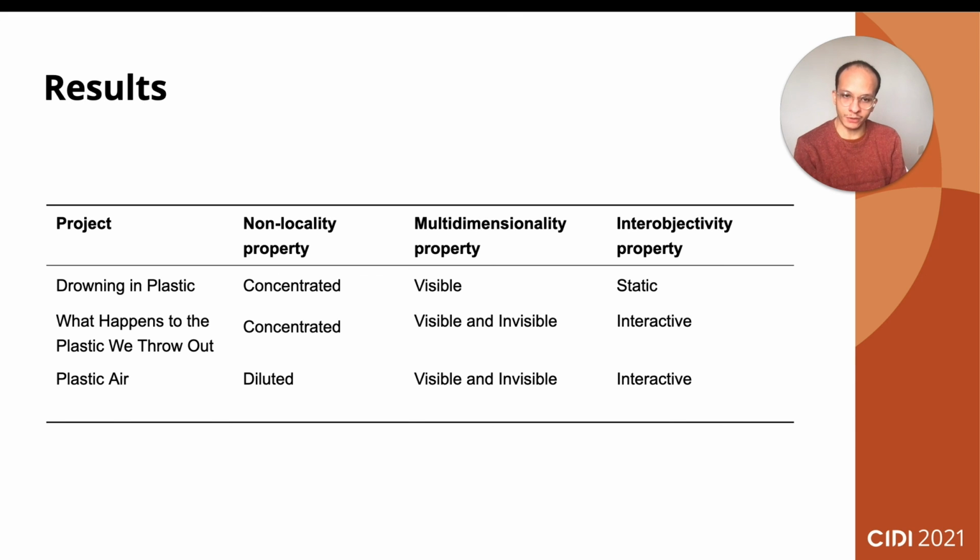The interobjectivity property, which refers to how hyperobjects form and are formed by complex relations with one another, is addressed here in 2 different ways, that of static or interactive. Static is when, in the Drowning in Plastic project, we see that the bottles and the plastic pollution are shown as a single phenomenon not related to any other climate phenomena in the representations. While in Plastic Air and What Happens to the Plastic We Throw Out, we see that the visualization suggests that there are interactions between these plastics and other forms of life, such as in the air we breathe, and in What Happens to the Plastic We Throw Out, with their interactivity with the oceans, for example.